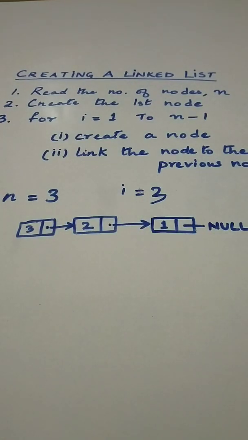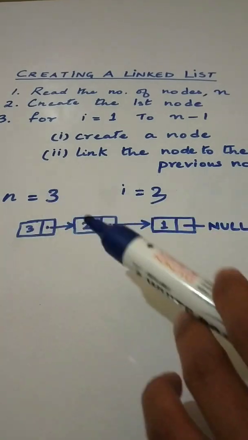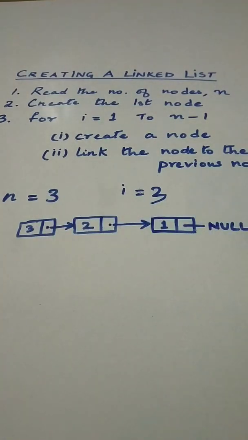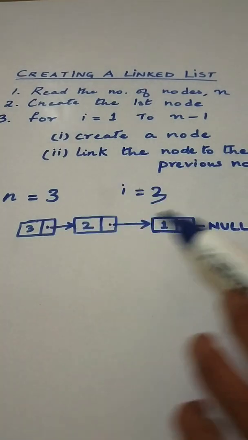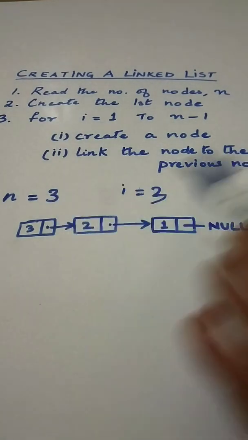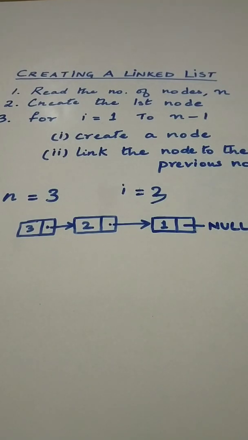However, I am adding the new nodes to the beginning of the list. You can also add the new node to the end of the list. You'll have to make some changes in this algorithm, but this is the simplest one to create a list, so I'm discussing this one first. So I think that's simple enough.